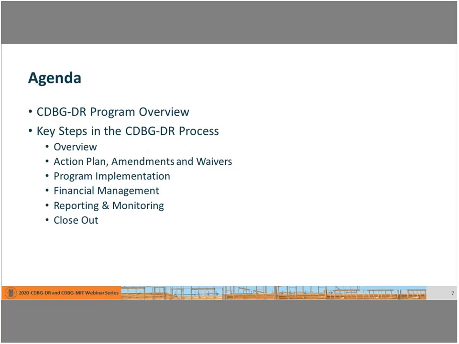The agenda today is we will really focus on those key steps in the DR process. We'll talk in general about the program and give you an overview, and then focus on how the program works and what that process looks like. And that really first starts with grantees putting together their documentation for their certifications and their implementation plan, and then moving to action plan. We'll talk about amendments and waivers, then moving to your program implementation and focusing on financial management, and then really taking you all the way to wrapping things up.